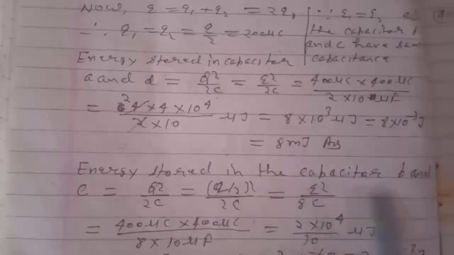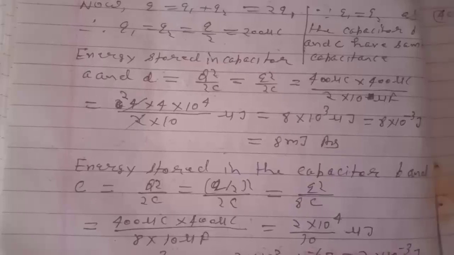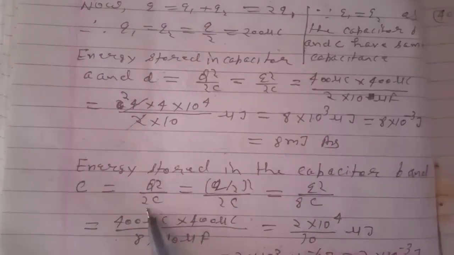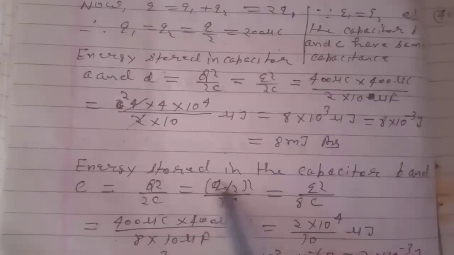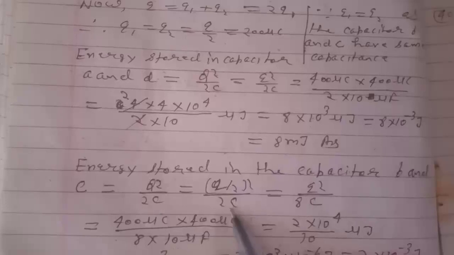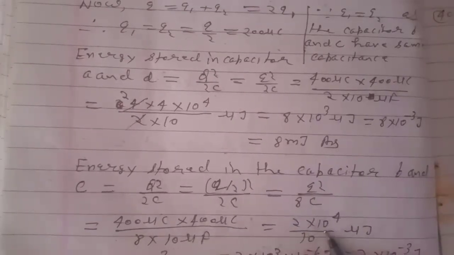And energy stored in the capacitors B and C will be Q square by 2C. This is the formula, and here the charge is Q by 2. So (Q by 2) the whole square by 2C, Q square by 8C. Using the given values we get the answer 2 into 10 to the power minus 3 joule, or 2 millijoule, answer.